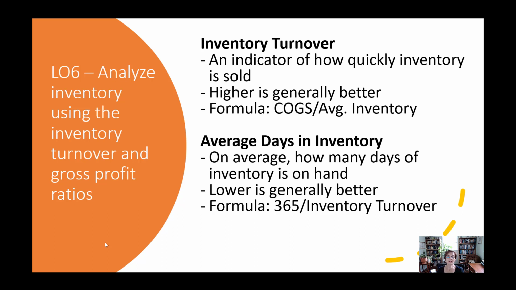All right, so average days in inventory tells you on average how many days of inventory are sitting in your warehouse. In this case, lower is generally better, right? We don't want to have a lot of inventory sitting around because that's money, right? Money that's just sitting there. So the formula for this is 365 divided by the inventory turnover. And remember, that's going to give you the number of days, and lower is better.